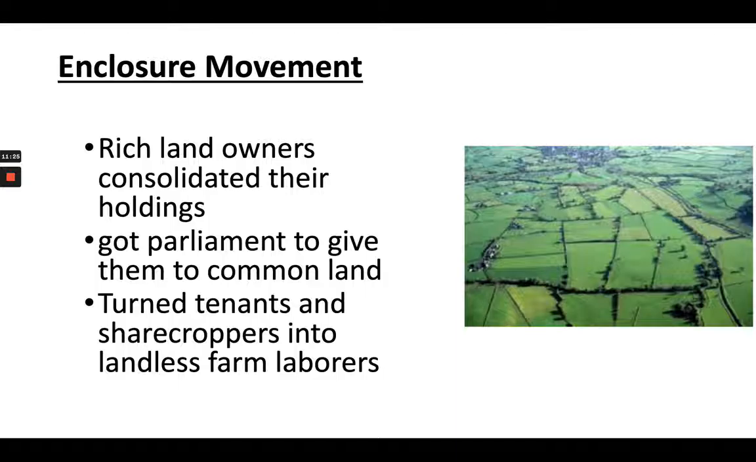They'll also pass things like the Corn Laws, which will benefit landowners, which places a high tariff on foreign grain to increase the price of domestic grain and cause people to want to buy domestic grain instead of foreign grain. Right? It hurts the poor because they can't afford the price increase for food. This is one of the most notorious examples of a law that benefits the wealthy at the expense of the English peasantry.